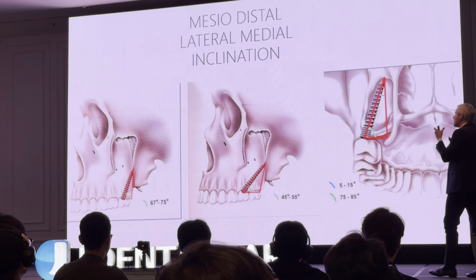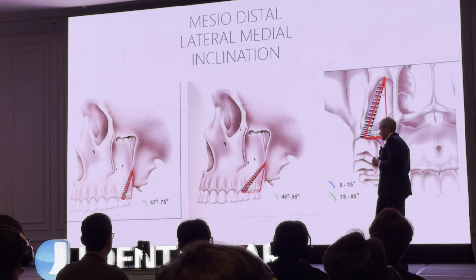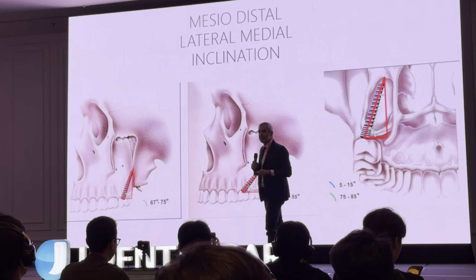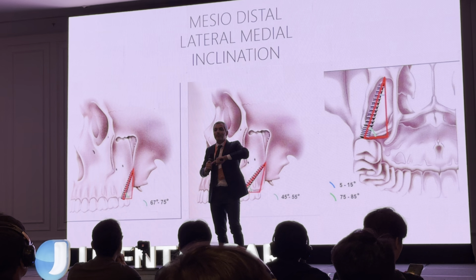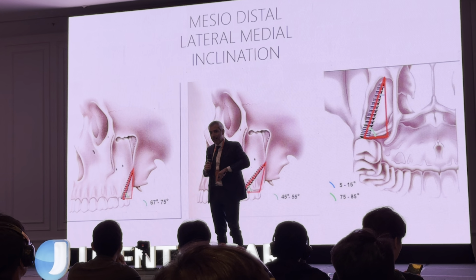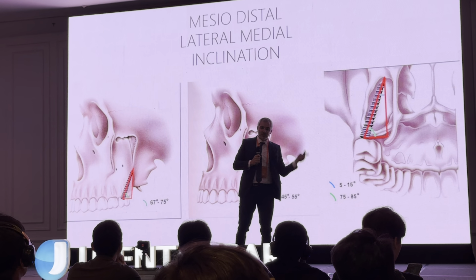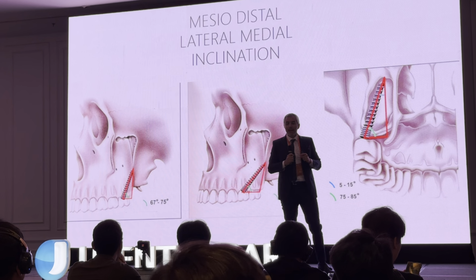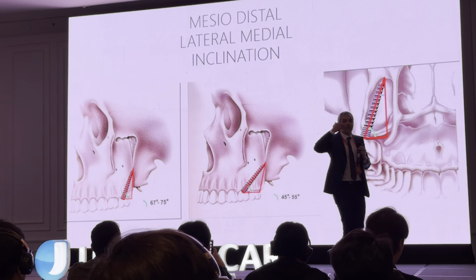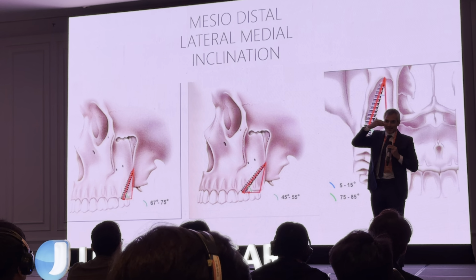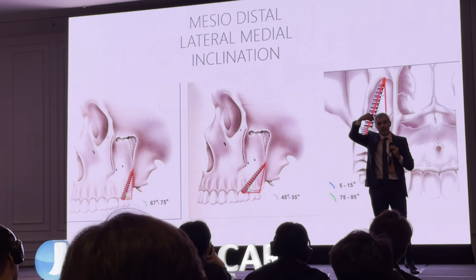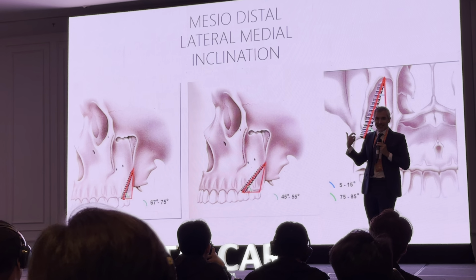So, what will be the inclination of the pterygoid implant? The pterygoid implant has always the same inclination, from medial to distal, and from lateral to medial. Why from medial to distal? Because we have to overcome the posterior recess of the maxillary sinus, and we have to reach the pterygoid fossa, that is the most posterior limit of the maxilla.